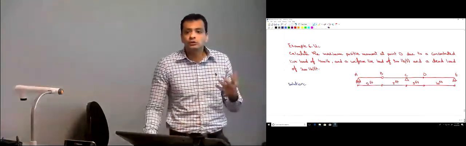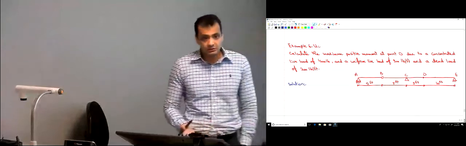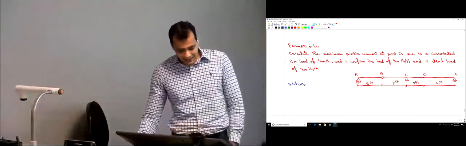How would we know where to put those live loads so that MD is maximum? How can you answer this question? You have to draw the influence line for MD to answer this question. So now, this is the first step. Draw the influence line for MD to be able to know the location where you're going to put your loads to maximize MD. So how would I draw the influence line for MD?